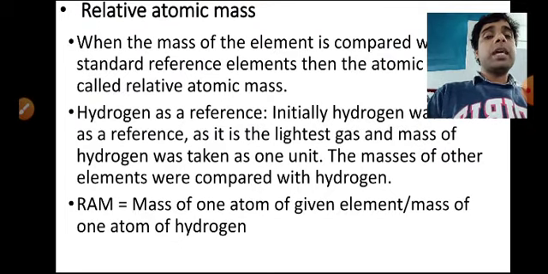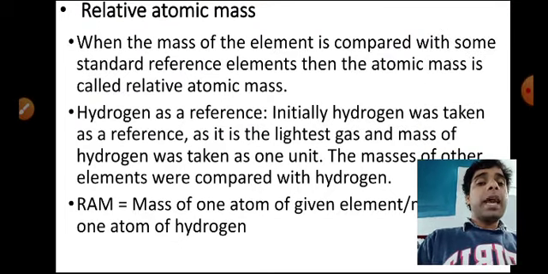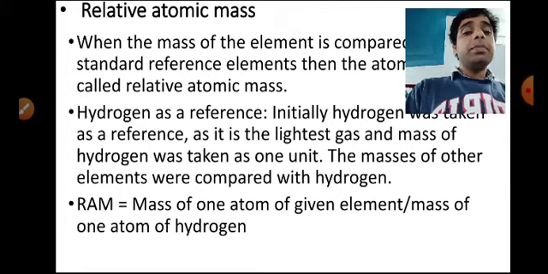Hydrogen as a reference material is the lightest gas also, and the mass of hydrogen was taken as 1 unit. If we calculate its average, the masses of other elements compared with hydrogen are dissimilar, not similar. So we cannot say that hydrogen as a reference material was the correct one.